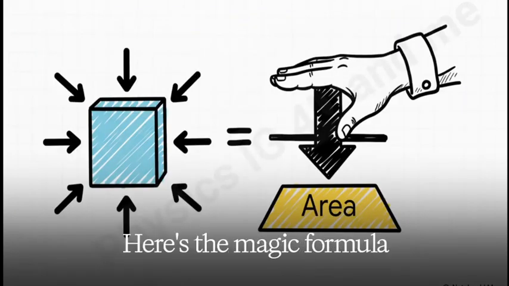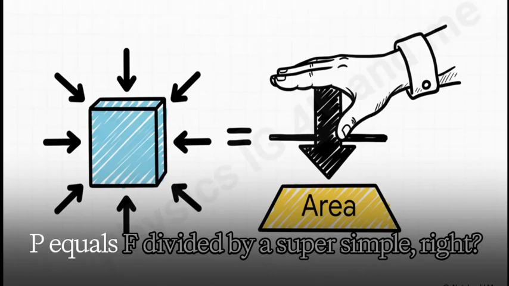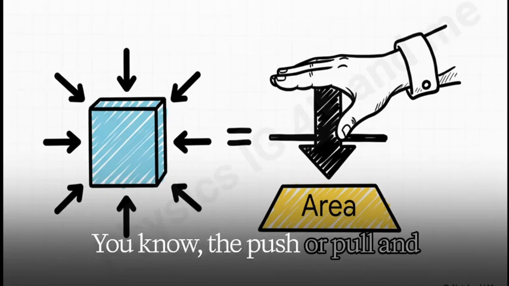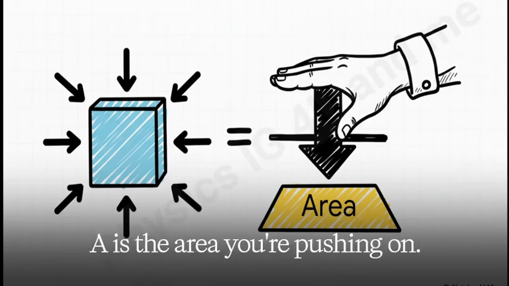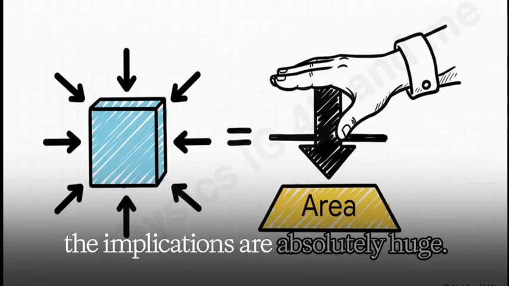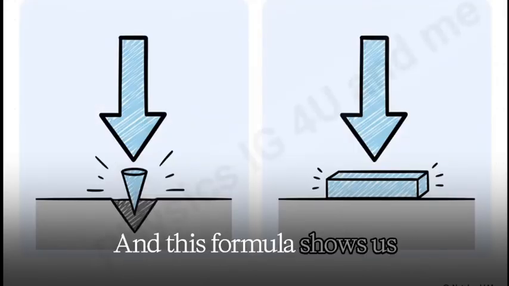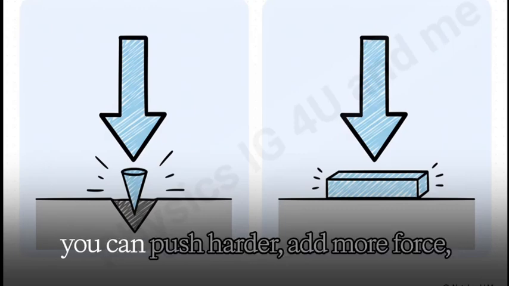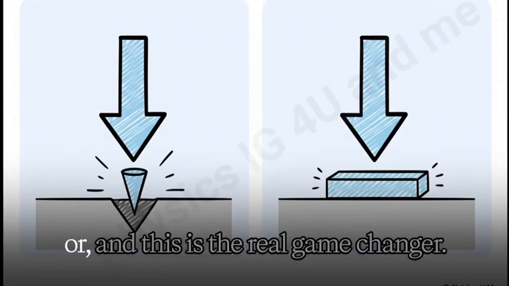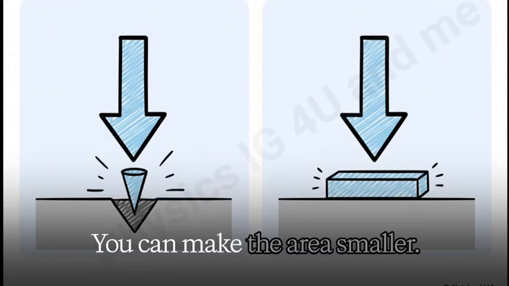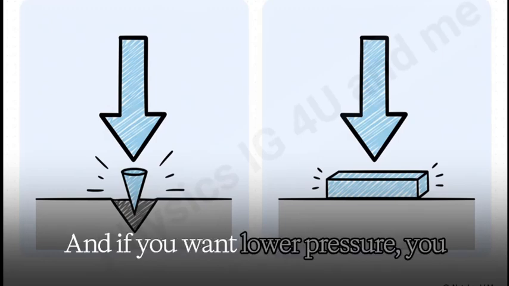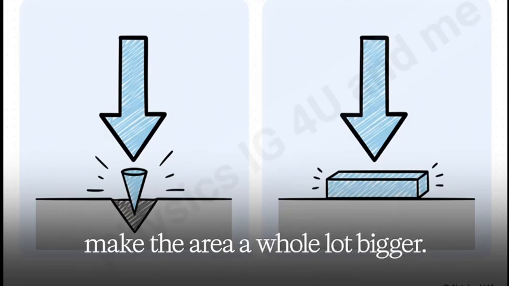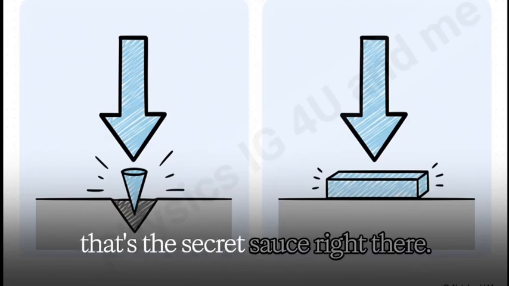And here's the magic formula that explains everything. P equals F divided by A. Super simple, right? P is for pressure, F is the force, the push or pull, and A is the area you're pushing on. It might look basic, but believe me, the implications are absolutely huge. And this formula shows us something really, really important. If you want to get higher pressure, sure, you can push harder, add more force. Or, and this is the real game changer, you can make the area smaller. And if you want lower pressure, you can ease up on the force, or you can make the area a whole lot bigger. That relationship with area, that's the secret sauce right there.